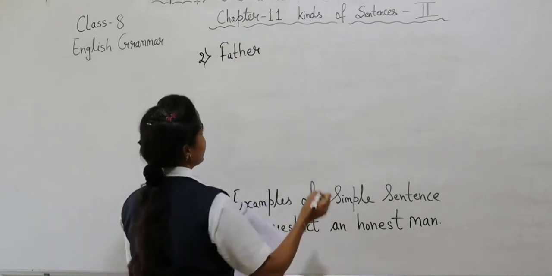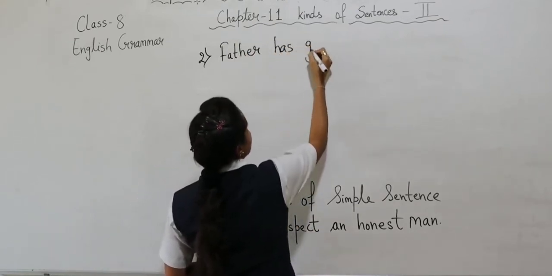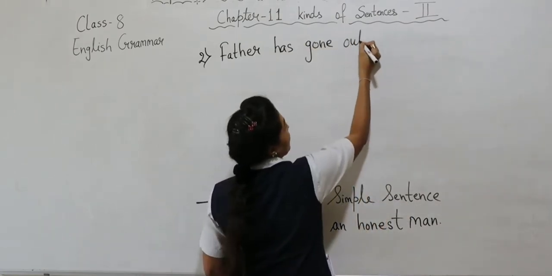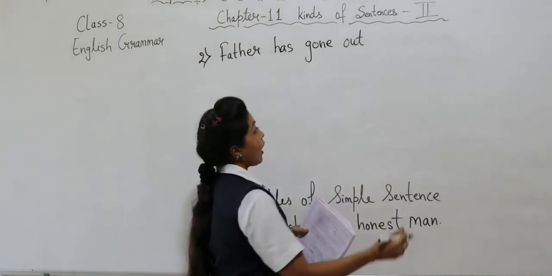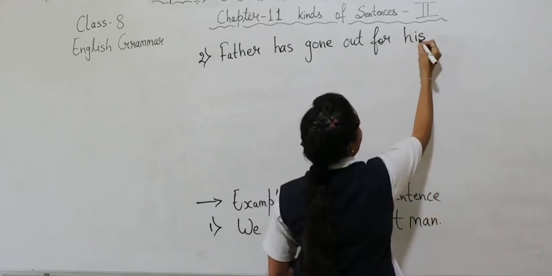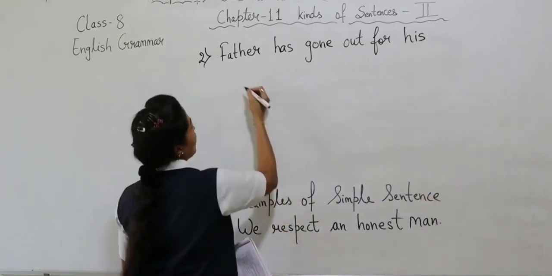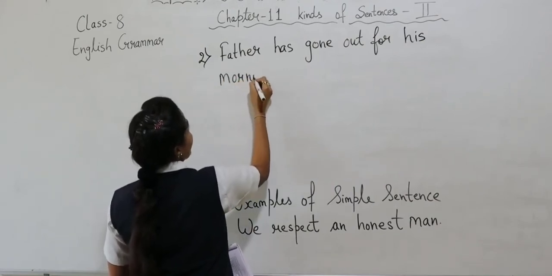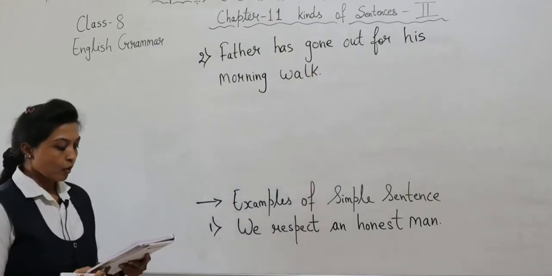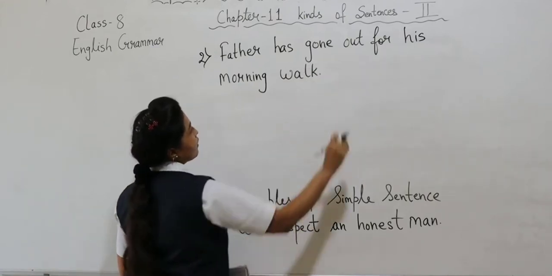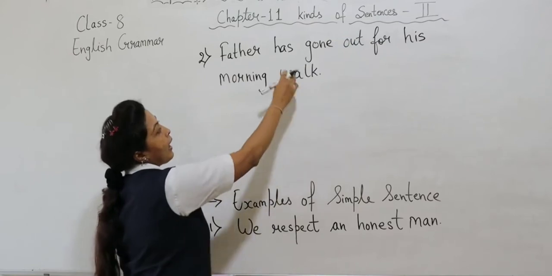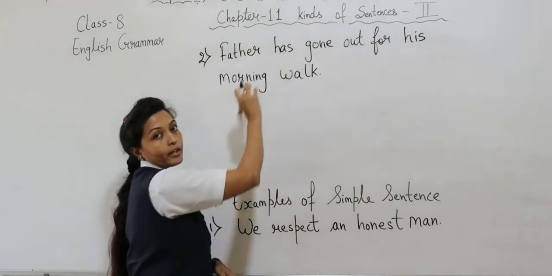Then after 2, father has gone out for his morning walk. So, in this sentence, we can see father is one subject, has is one finite verb.